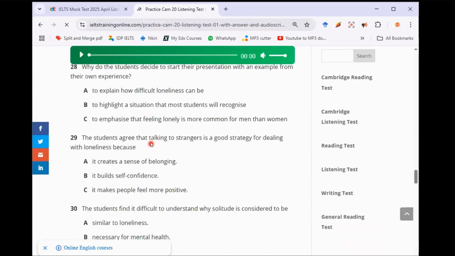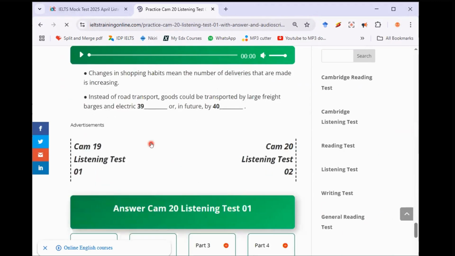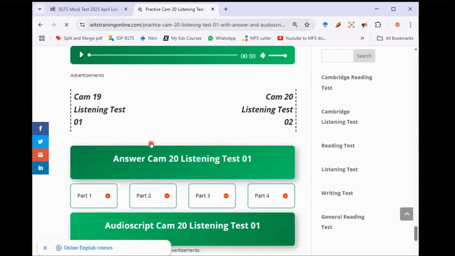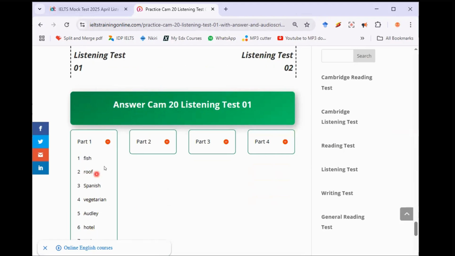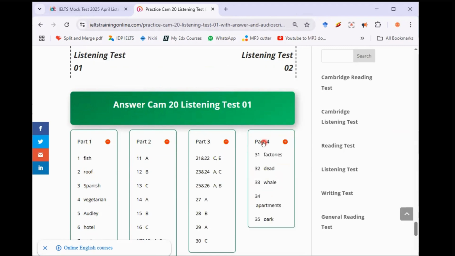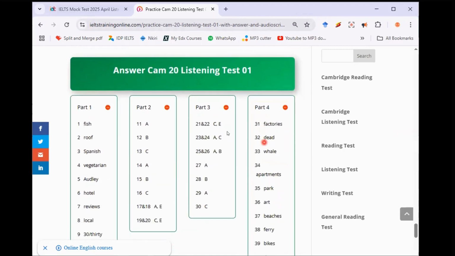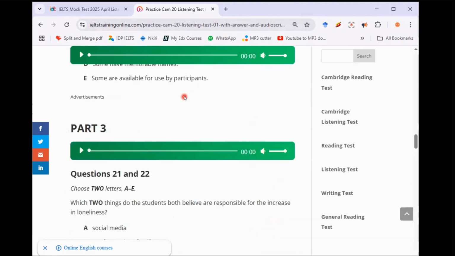writing your answers, you now come to the bottom of the website. Look at the bottom here. You are going to see answers. You can see answers to CAM listening test. You click on this part one, you use this to mark your work, part one, part two, part three, and part four. This is what it's going to look like on a computer. On a phone, it's going to look a little bit different, but you are going to see all these things there. So you can also use these websites to do your listening practice.